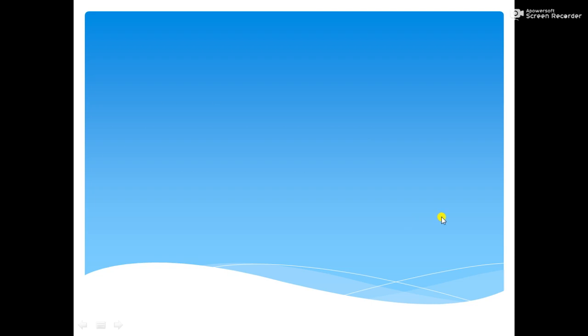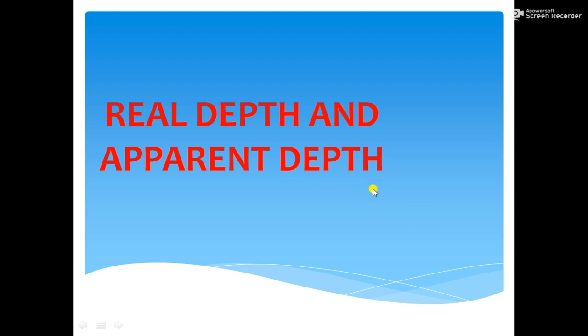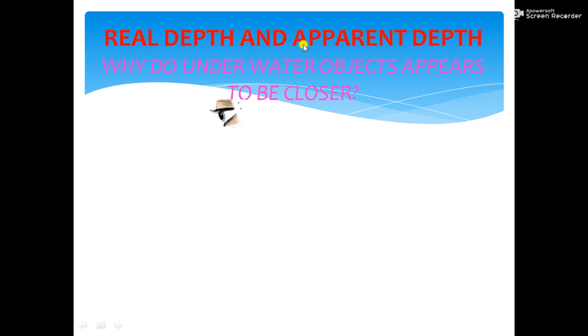Our today's topic is real depth and apparent depth and a numerical related to that. Let us start the discussion. Real depth and apparent depth. Real depth means the actual position of the object in the medium. Apparent depth means the raised position of the object, or virtual position of the object, in the same medium.